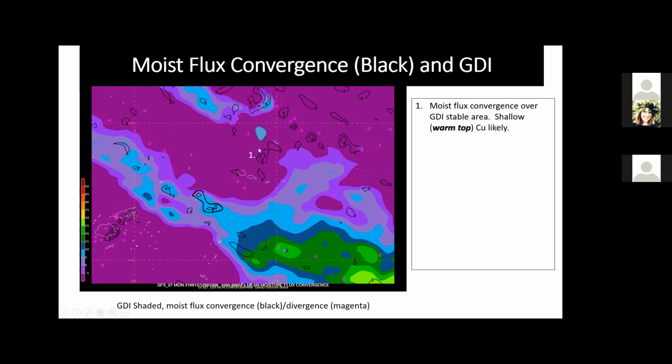So don't be confused by that. So looking at the moist flux convergence over where the GDI is stable, that's going to give you shallow warm tops cumulus development.